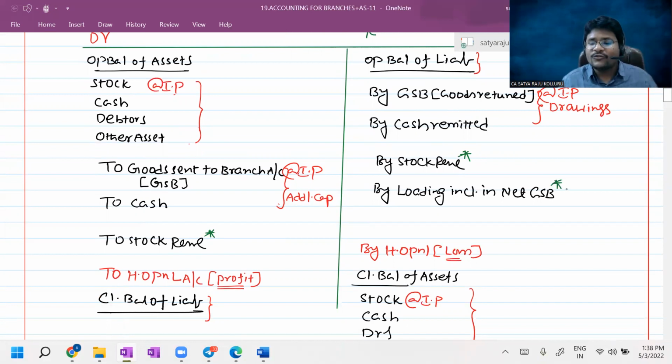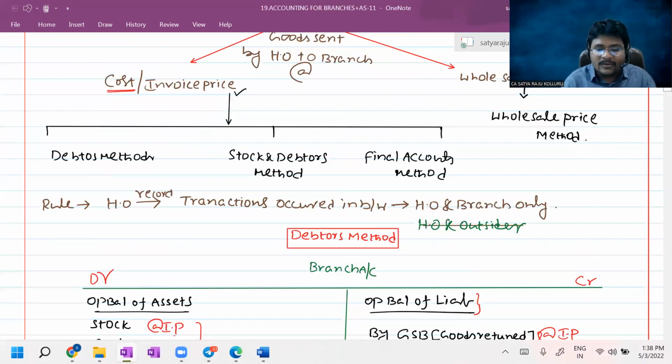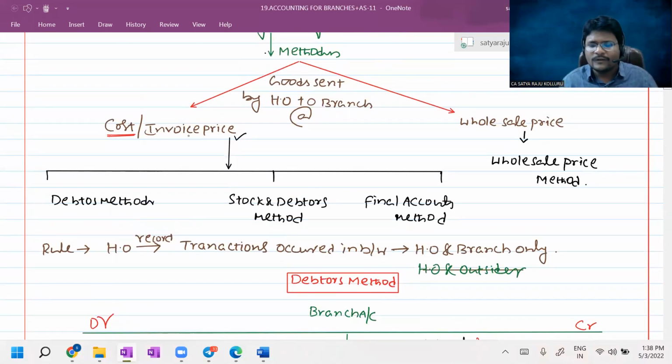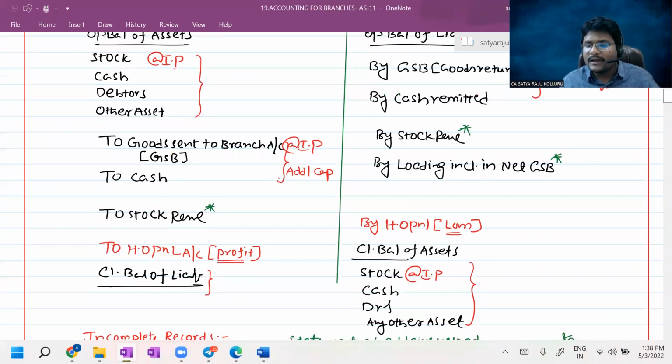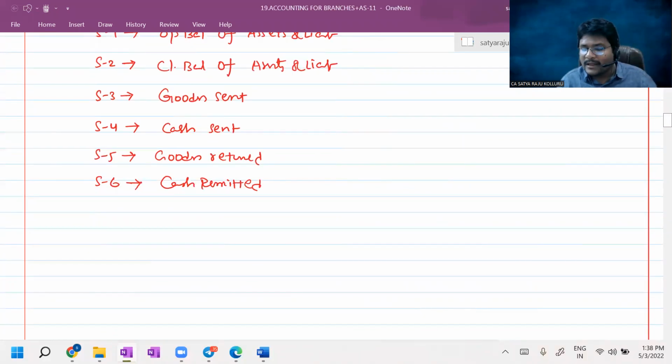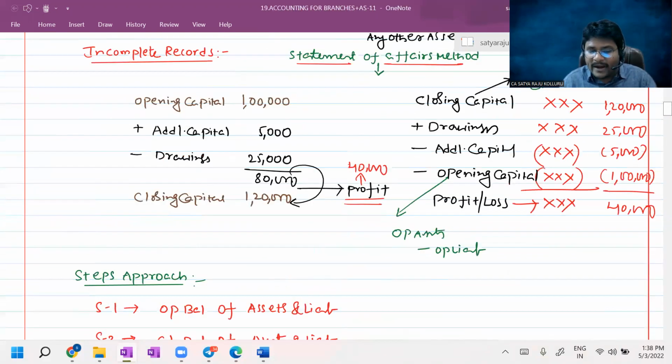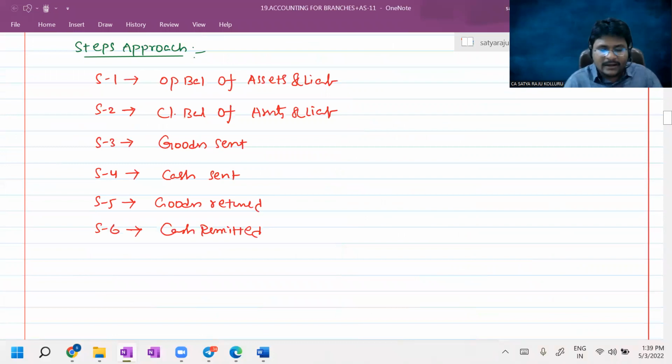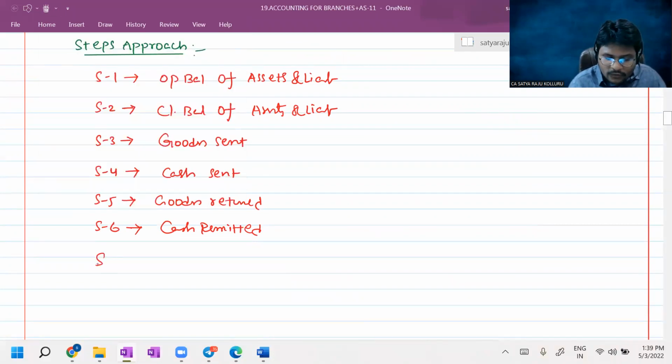Now the prices are showing at cost, the original cost, then you can derive profit or loss. When is this concept applicable? If goods are sent by head office to the branch at invoice price. If goods are sent by head office to the branch at cost price, then no need to think about the stock reserve and loading included in net GSB. Now the 6 steps are more than enough. But if the goods are sent at invoice price, then certain formalities you need to make. This step number 7 will be applicable only if goods are sent at the rate of invoice price.